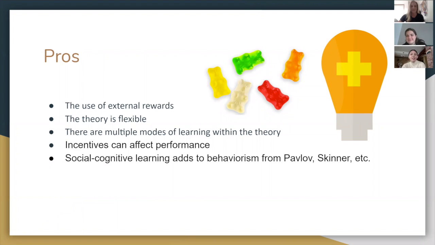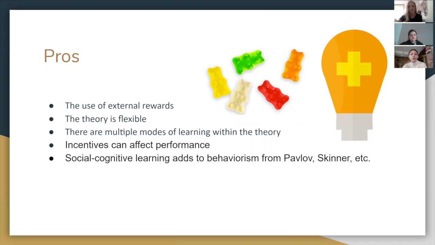Looking at the pros: we can use external rewards to motivate children, like gummy bears, gold stars, and candy. The theory is also flexible, so it describes children's behavior and learning as either environmental or societal. It shows that children learn in a social environment, so depending on the environment, the child's behavior can change. That could be, I guess, a pro or a con. And there are multiple modes of learning within the theory.